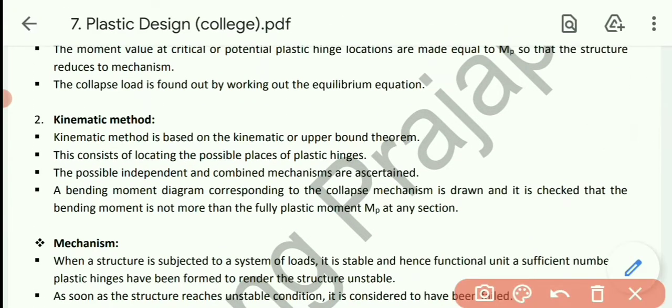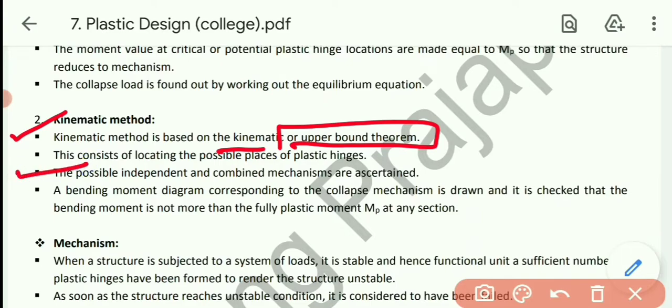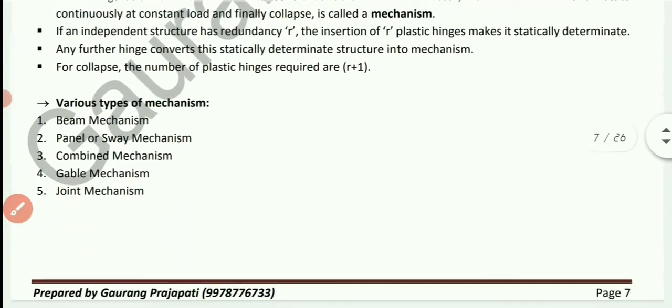Similarly, the kinematic method. The kinematic method is based on the kinematic or upper bound theorem, while the previous method was based on the lower bound theorem. This consists of locating the plastic hinges. In this one, we need to identify the places where plastic hinges are formed, and based on that, we will create the mechanism. We will see that in the example. So let's solve the examples.